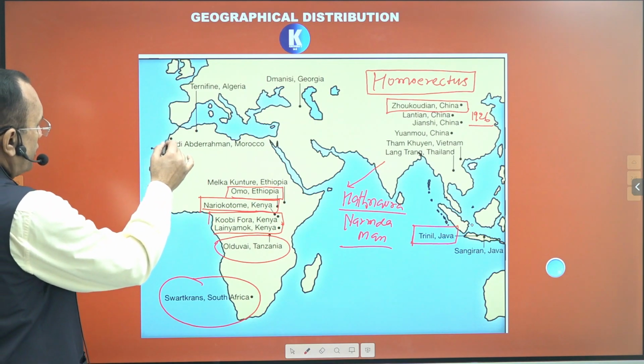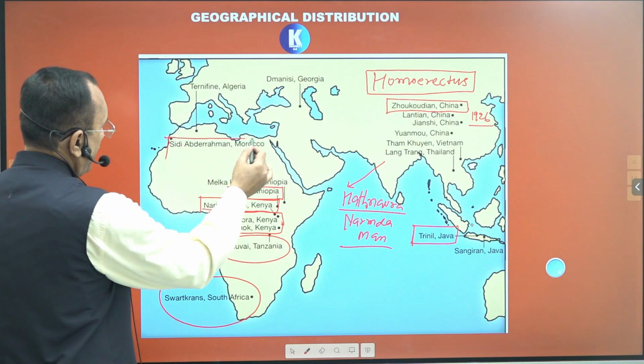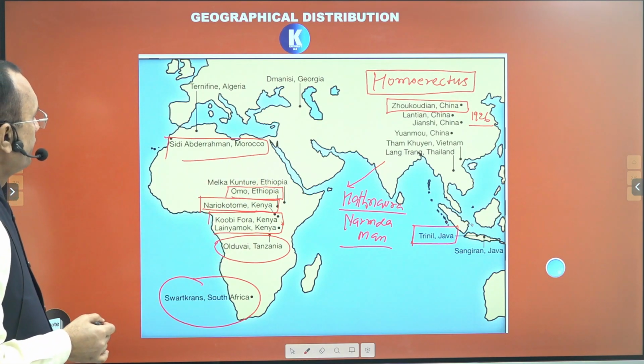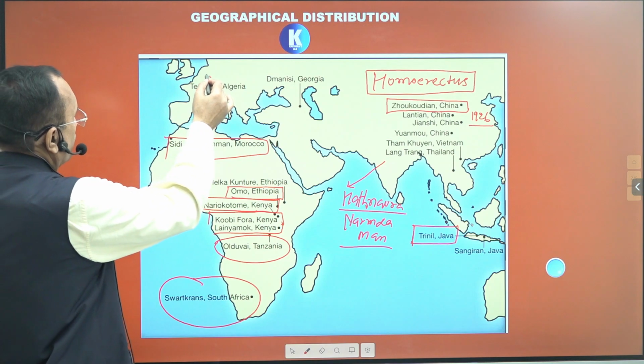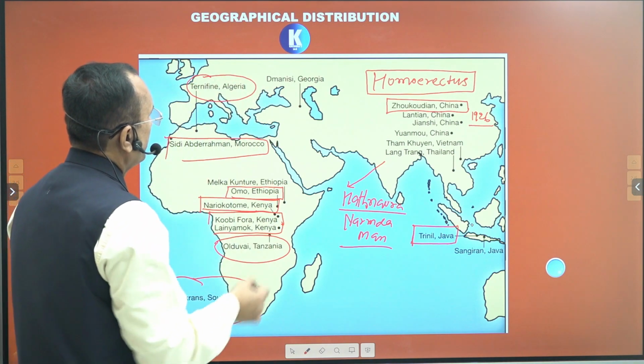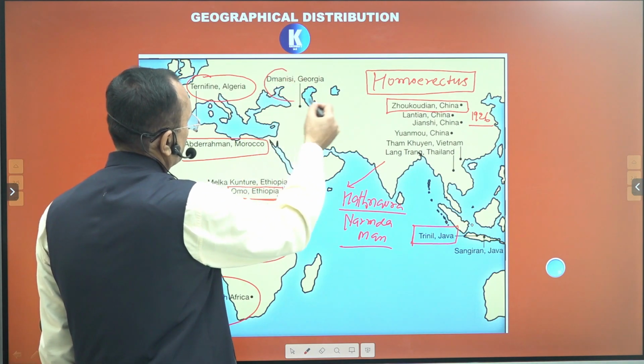We got fossils of Homo erectus from Sidi Abderrahman from Morocco. And we got fossils related to Homo erectus from Ternifine from Algeria and Dmanisi from Georgia.